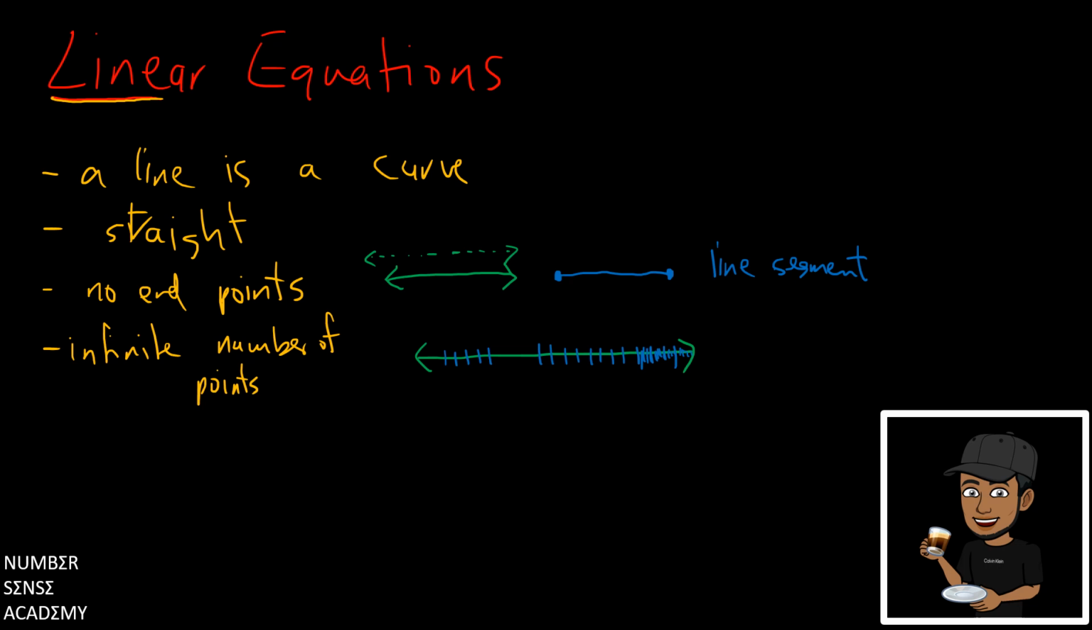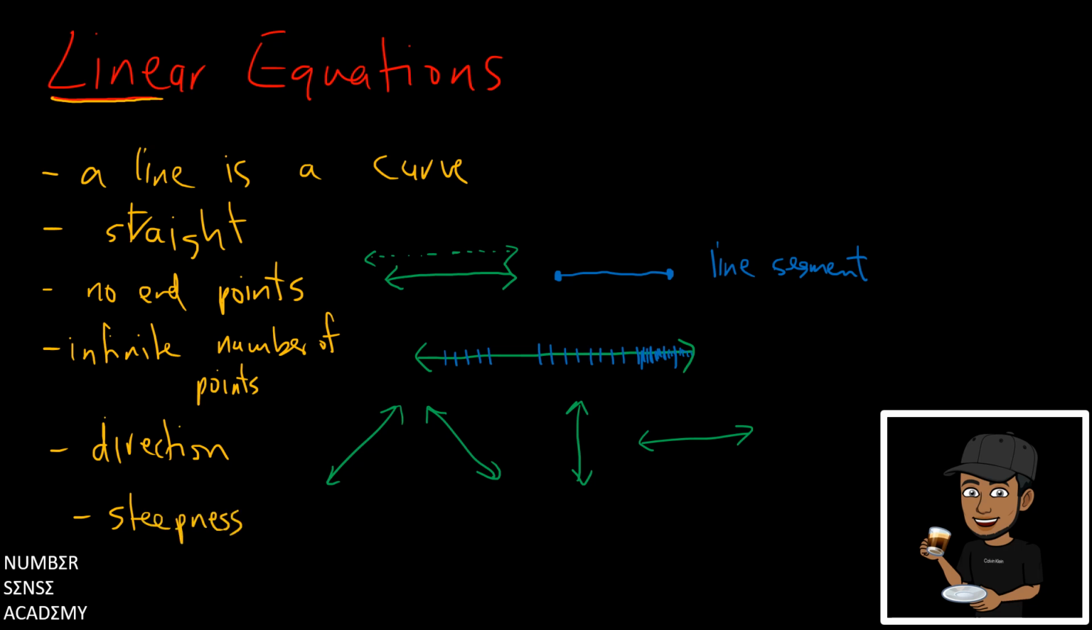Another property of lines, we can see that they have direction. In this case, it's going right to left, but they could go in all sorts of directions. It could be diagonal up, diagonal down, vertical, horizontal, and they could occupy all sorts of angles. So this is direction. But as I'm drawing these variations, you notice they also have some sort of steepness.